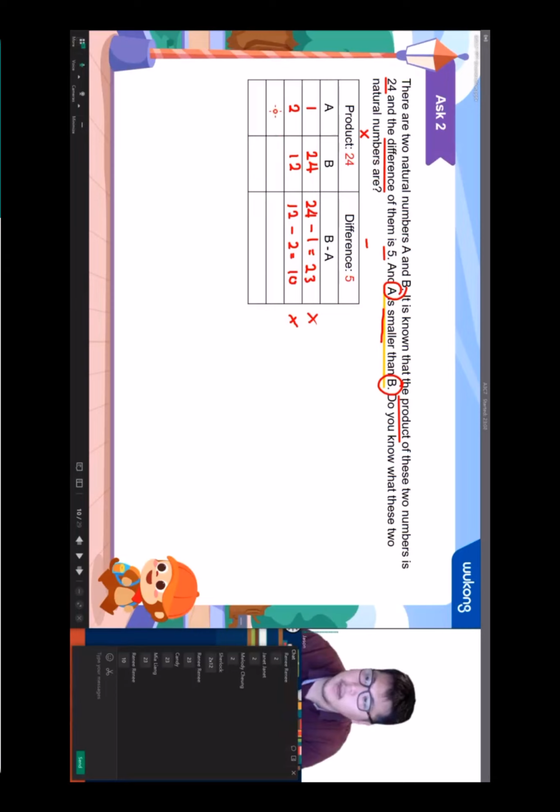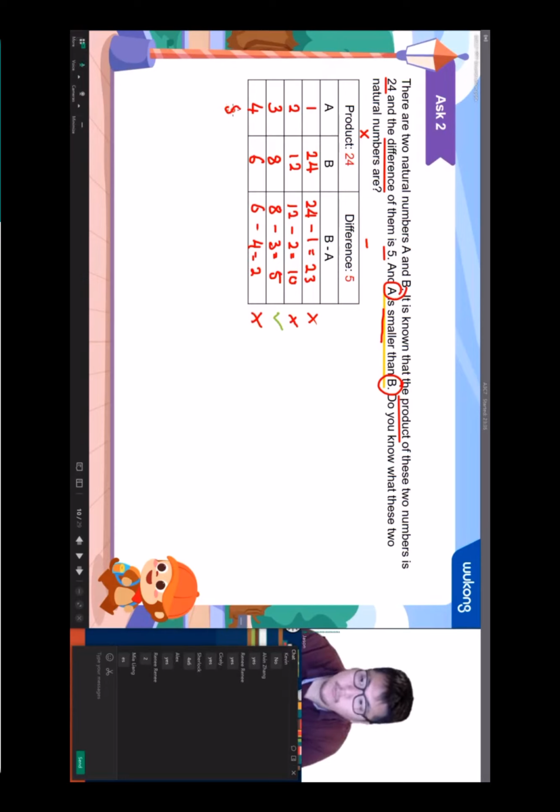All right, so now, can I do 3? Good, yes, 3 and 8. So now 8 minus 3 equals 5. Yes, this works. Okay, and now, does 4 work? Yes, 4 times 6 works as well. 6 minus 4 equals 2, so it doesn't work.